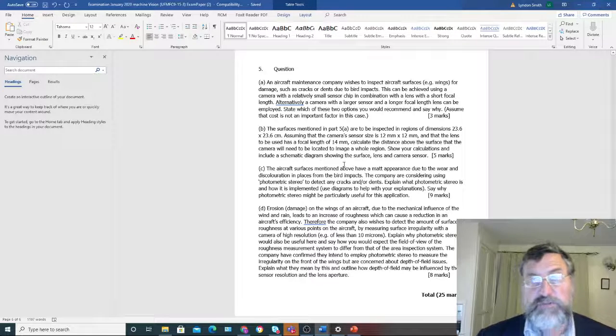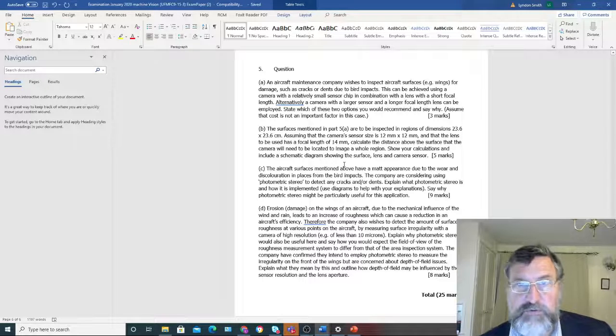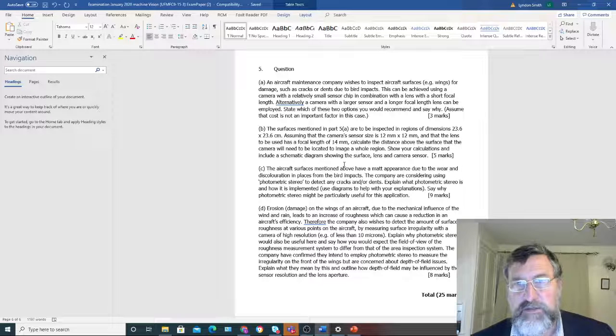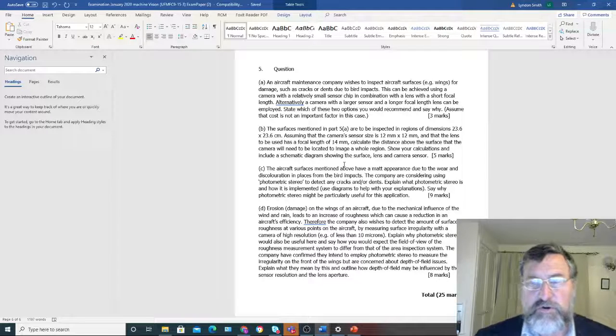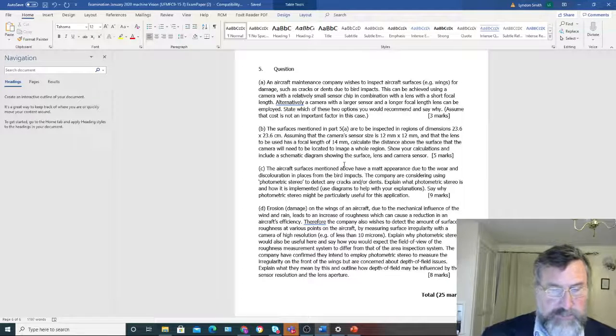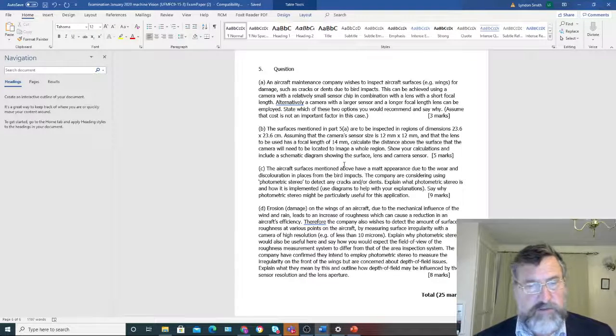Part B, the surfaces mentioned in part 5A are to be inspected in regions of dimensions 23.6 times 23.6 centimeters, assuming that the camera sensor size is 12 by 12 millimeters, and that the lens to be used is a focal length of 14. Calculate the distance above the surface that the camera would need to be located to image a whole region. Show your calculations and include a schematic diagram showing the surface, lens, and camera sensor. Now, of course, you can generate the diagram, it's not a problem.